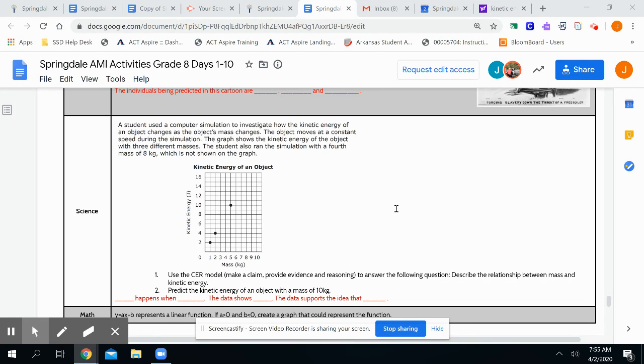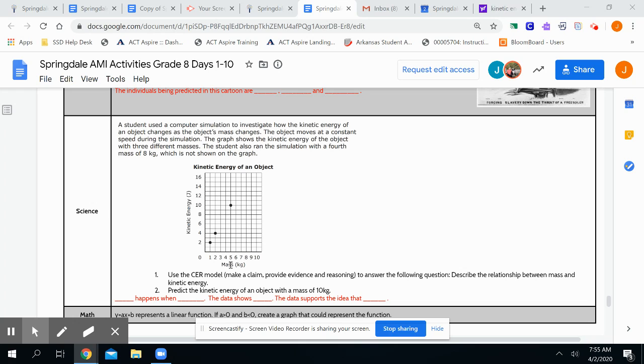It states, a student used a computer simulation to investigate how the kinetic energy of an object changes as the object's mass changes. The object moves at a constant speed during the simulation. The graph shows the kinetic energy. Kinetic energy is here on our y-axis. And it shows this with 3 different masses. The student also ran a simulation with a 4th mass of 8 grams, which is not shown on the graph.